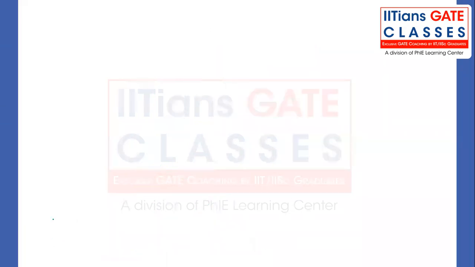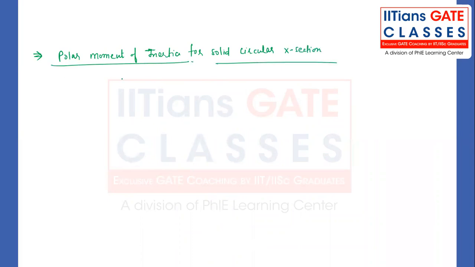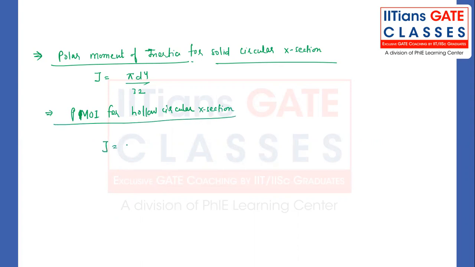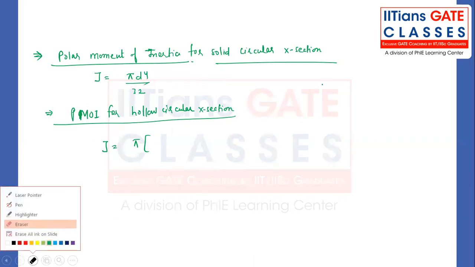Apart from it, the polar moment of inertia is a very, very important thing. Polar moment of inertia for a solid circular cross section, J can be written as pi d power 4 divided by 32. Right? What about the polar moment of inertia for a hollow circular cross section? For hollow circular cross sections, note down the formula. Something like this.